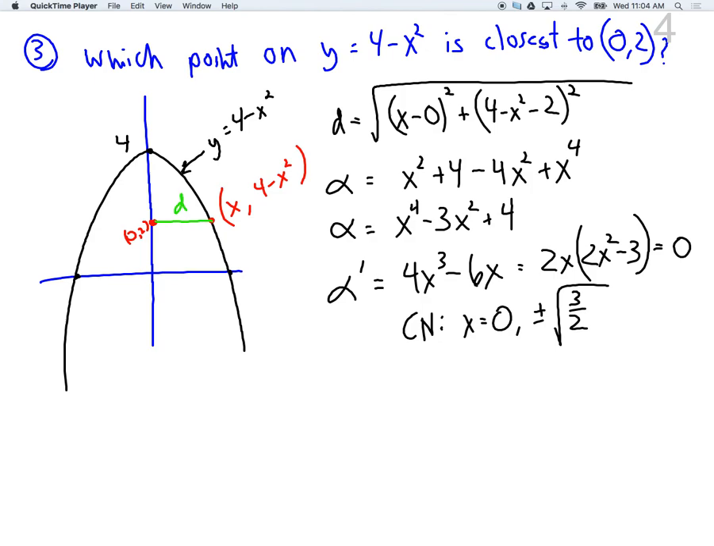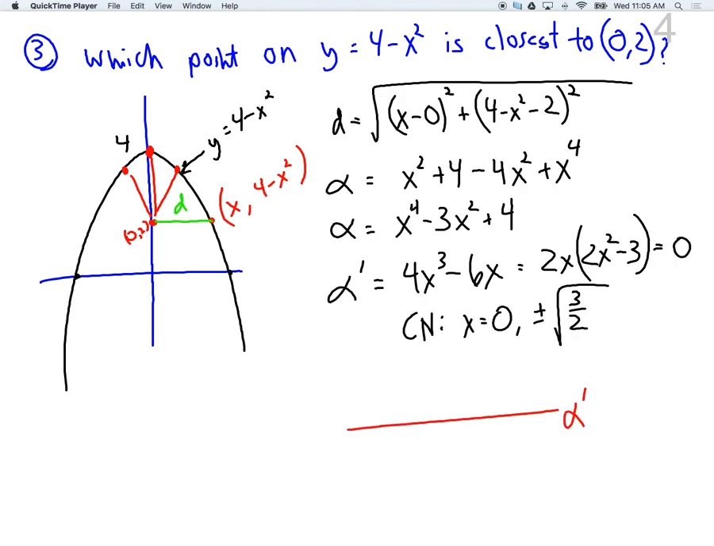Yeah, so for those of you that are visual learners, we would have 1 point up here. Sorry, I thought it was 5. Square root of 3/2 is about 1.22, so we'd have another one here, and we'd have another one here. And now we need to figure out which one of these guys is the shortest distance.